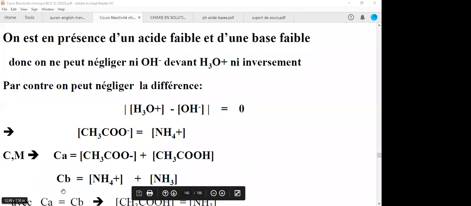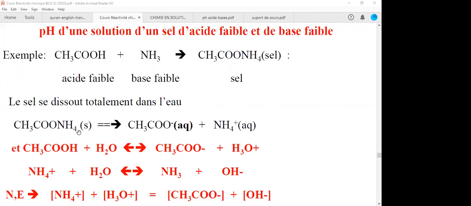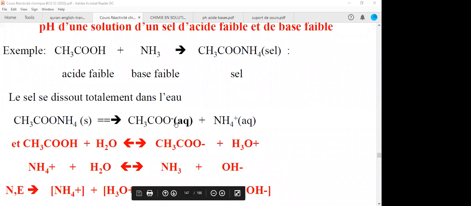The concentration of the acid is equal to the concentration of what? It is equal to the concentration of the base. Why are we saying that? It's because if you check, when this salt decomposes, it forms this one and this one. So the concentration of this one is equal to the concentration of this one.